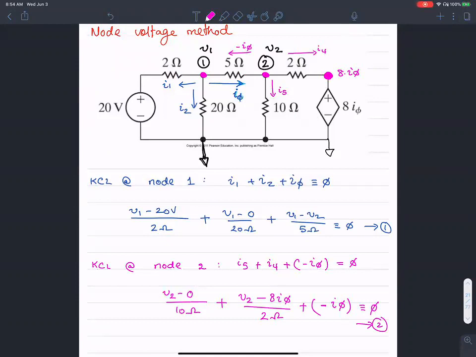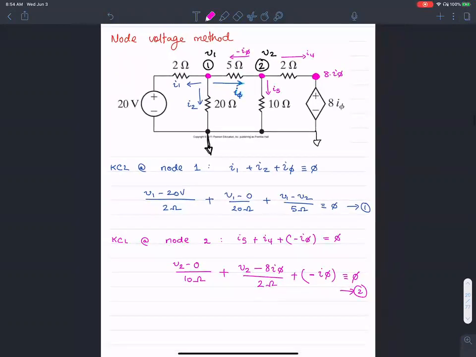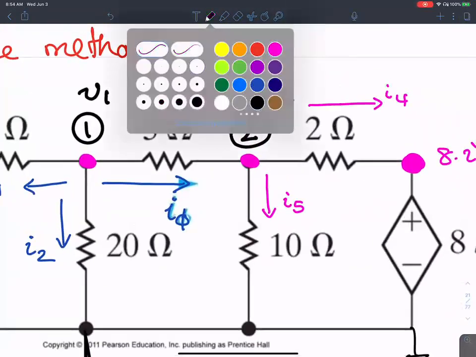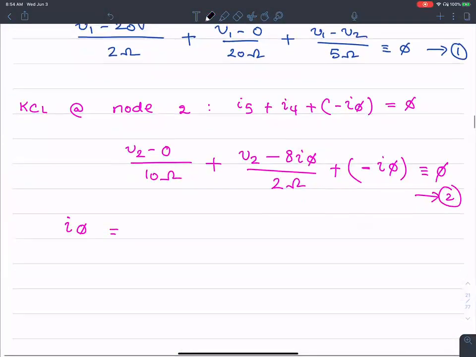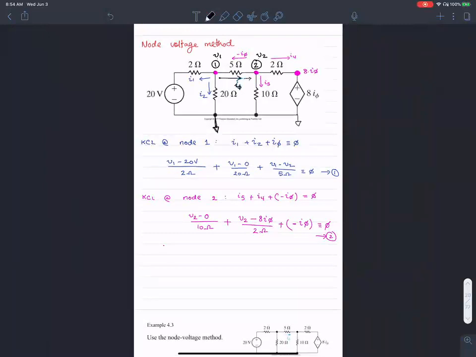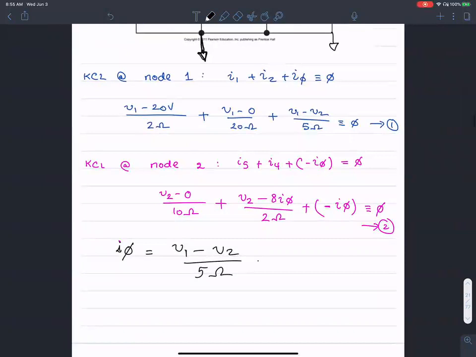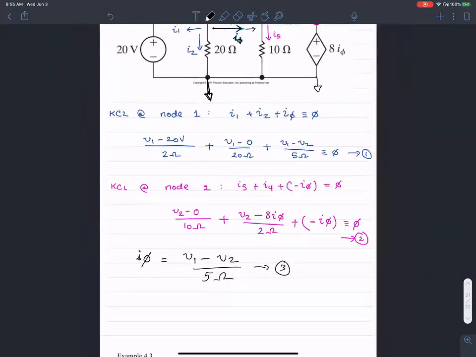Okay. Now what I can do is, if you think about it, there seems to be another independent equation. There seems to be another term, I5. What is the value of I5? Okay. I5 is the current going from node 1 to node 2. That is I5, right? So that can be expressed as V1 minus V2 over 5 ohms. Okay, so this is equation number 3. This is the constraint equation. This is the equation that represents the independent variable.